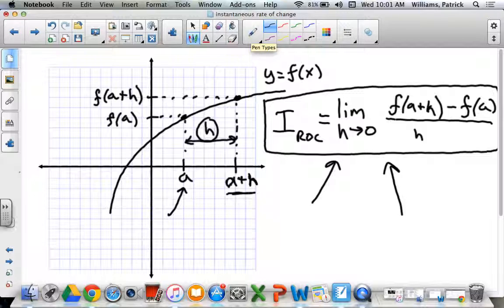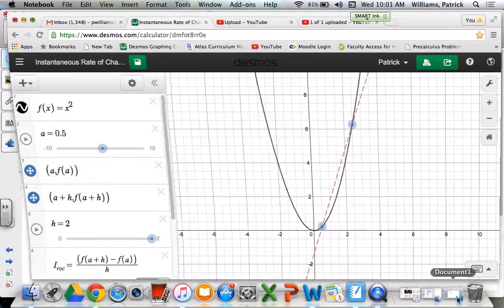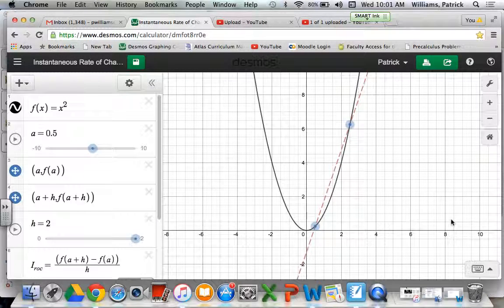So that's how we calculate an instantaneous rate of change. Now let's graphically look at what instantaneous rate of change actually represents and go to a Desmos file. So if we look at this file, again, kind of like the last one on average rate of change, we start with some function. In this case, it's x squared.